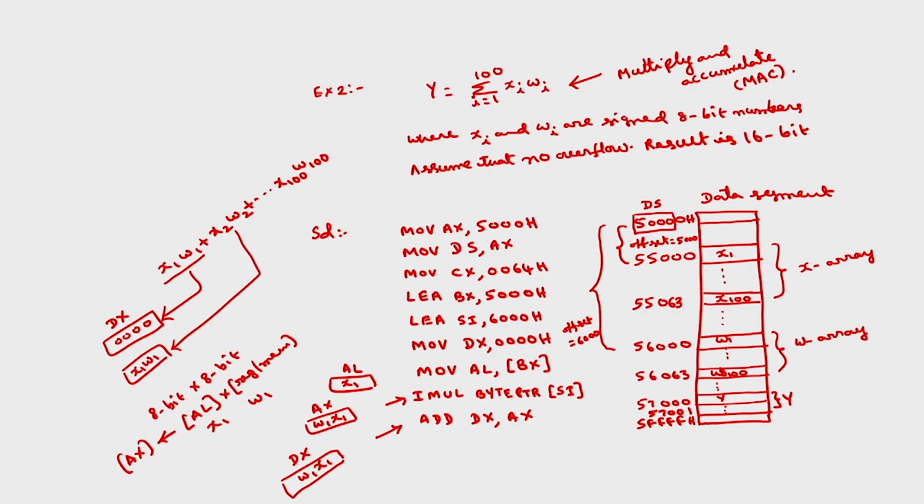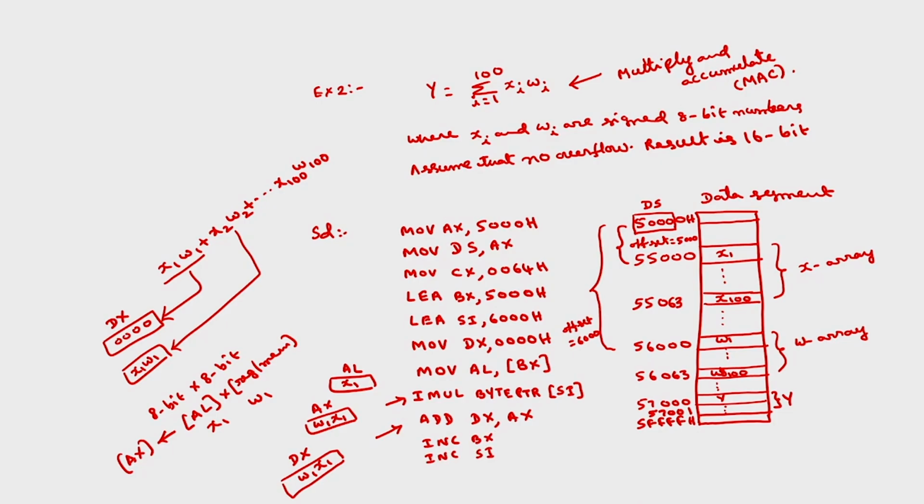So this operation you have to perform 100 times. In order to point to the next, X2 is at offset 5001 and W2 is at offset 6001. Here we have 5000 and 6000 pointed by BX and SI. You increment both the registers by 1: INC BX, INC SI.